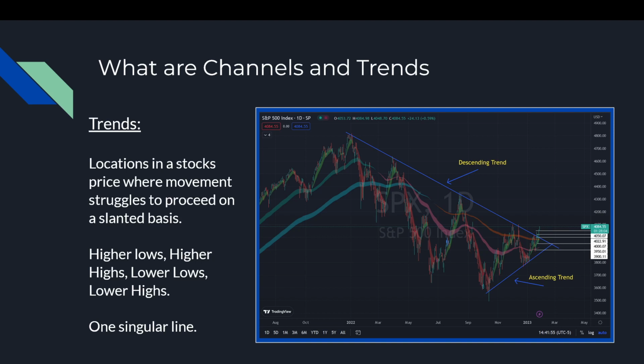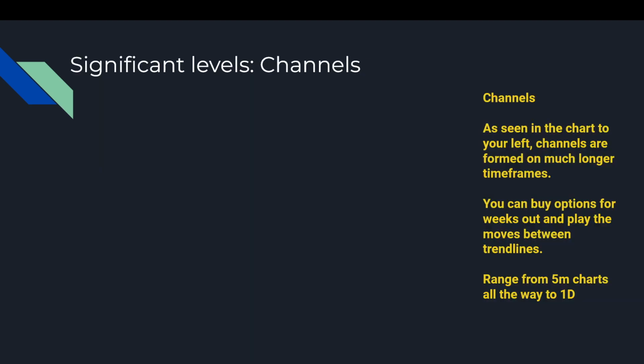So these are higher lows, higher highs, lower lows, lower highs. As you can see on the chart on the right, it's a descending trend on the SPX one-day chart, and then an ascending trend on the bottom right. So it's a smaller trend, but it's there. These you can do with one singular line. They can have two, but again, channels are where the lines are parallel. Trends, they kind of vary. They don't need to be parallel. They can form into an ascending triangle, ascending wedge. Those are technically trends. Whereas channels, you need those parallel lines for it to be a channel.